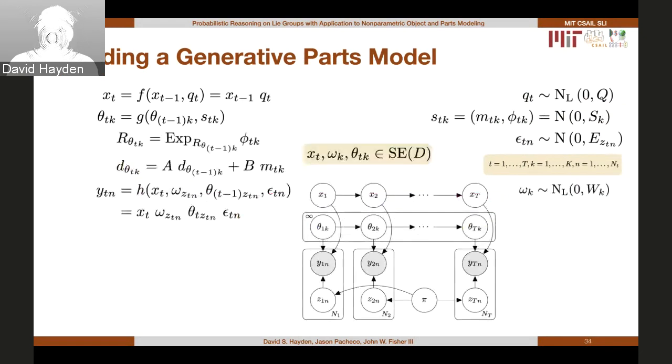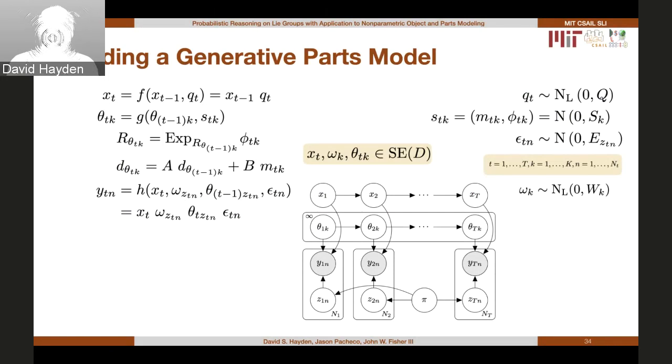So what that looks like is this expression here. You can see xt is still a random walk, but now it's a random walk on the space of rotations and translations. Theta tk is a little more complicated because the rotations are a random walk, whereas the translations are these stabilized random walks that we talked about so that they can't wander too far off, so the arms don't fly off, for instance. And then the nth observation at time t, ytn, is just the composition of the body frame of reference xt, the canonical part omega k, the per time part theta tk, and then some random noise epsilon.